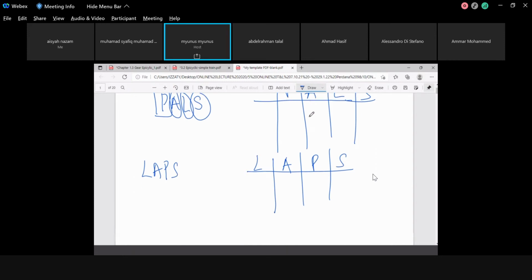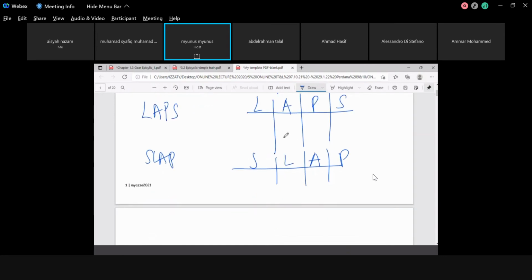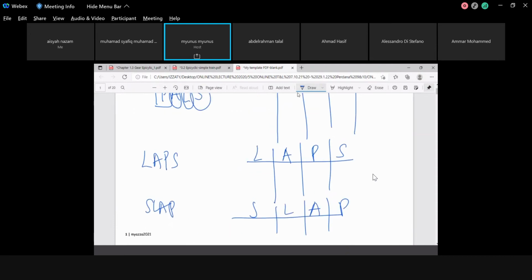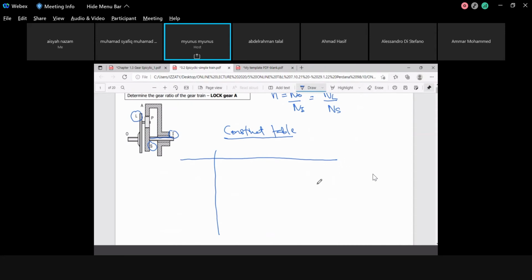Some, if you read Indian scholars, start with S, then L, A, P. I will not use this one. I'm going to follow the figure. Refer to the figure, it's easy. So now I refer to the given figure. I'm not going to use all of these. If you read books, they follow those methods. Sometimes it's easy, sometimes it's not. So I'm going to refer to the figure.